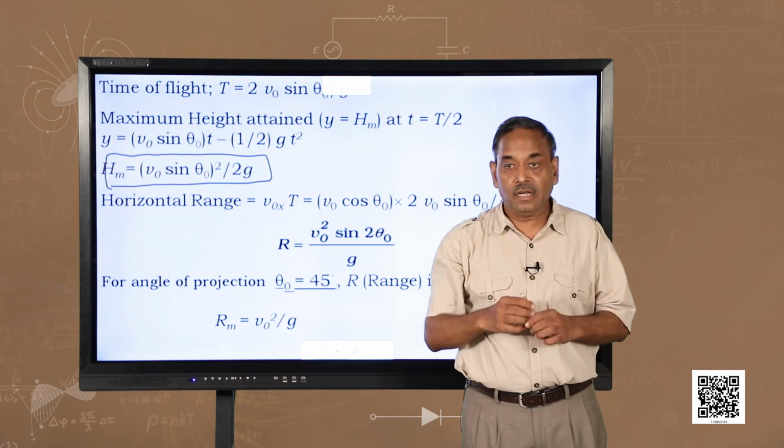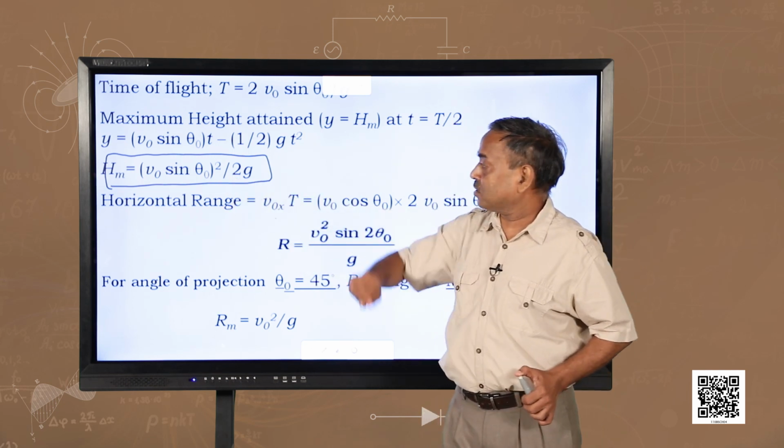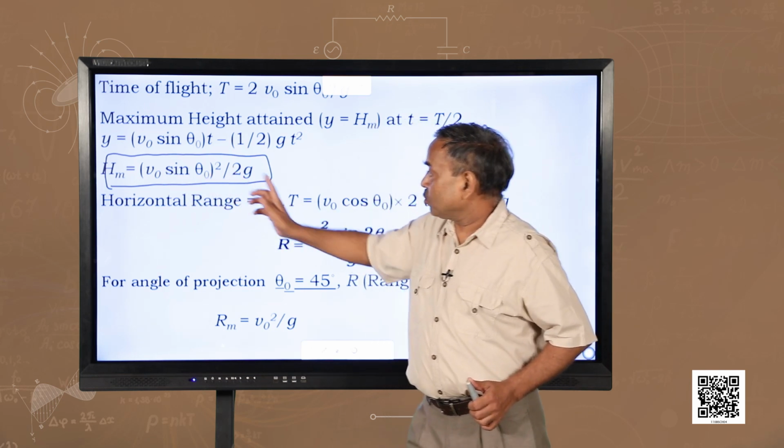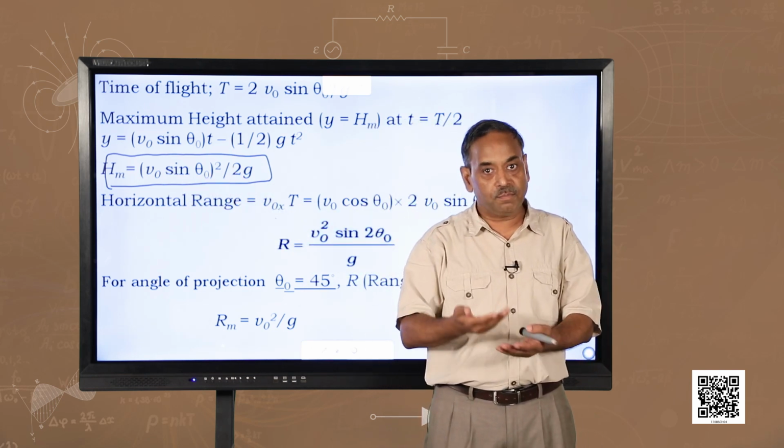Now, if theta 0 is equal to 90 degrees, say vertical, motion is vertical, so sin theta 0 is equal to 1. So, it will become v 0 square by 2 g. This is the usual answer which you get in the simple mechanics.